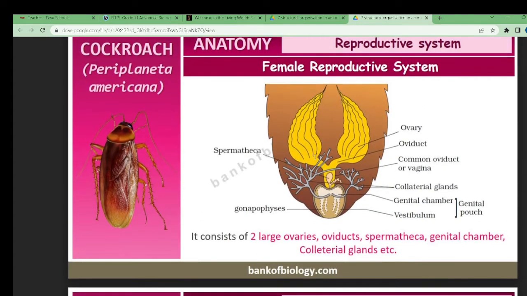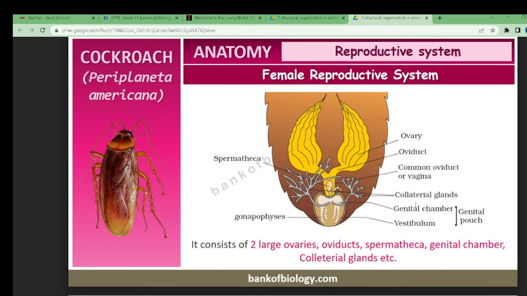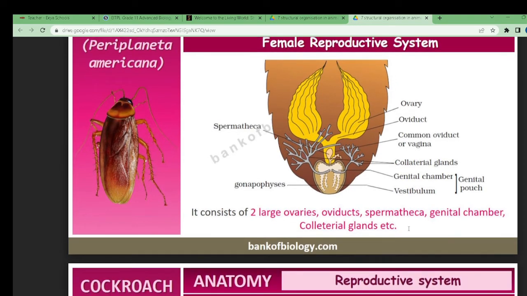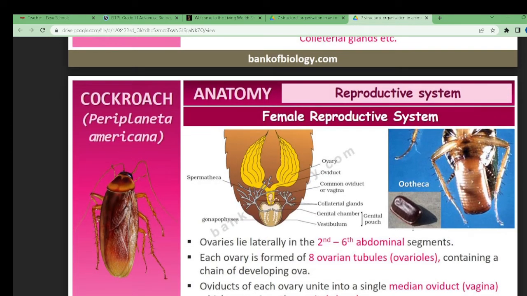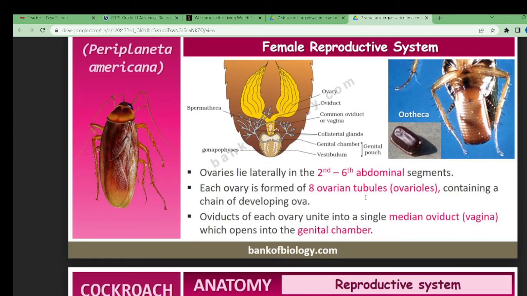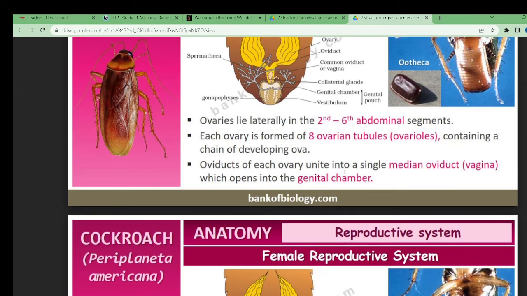Then the female reproductive system contains the ovary, oviduct, common oviduct or vagina, then collateral glands, genital chamber and vestibulum. All these are parts of the female reproductive system. Ovaries lie from the second to sixth abdominal segment. Each ovary is formed of 8 ovarian tubules. The oviducts of each ovary unite into a single median oviduct, the vagina, which opens into the genital chamber.